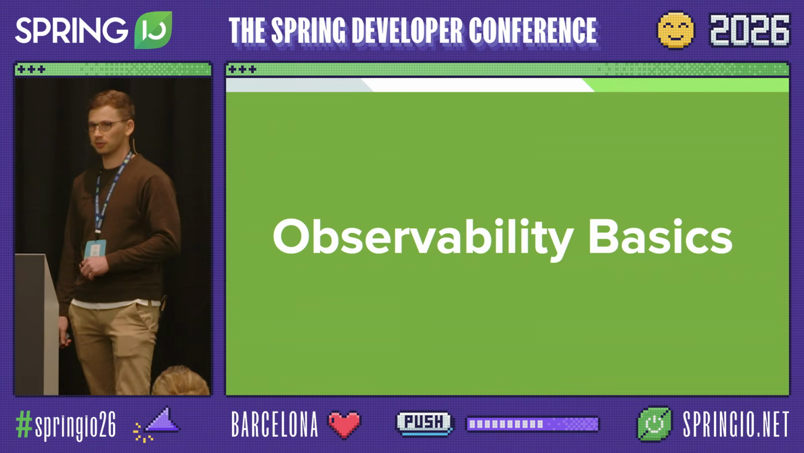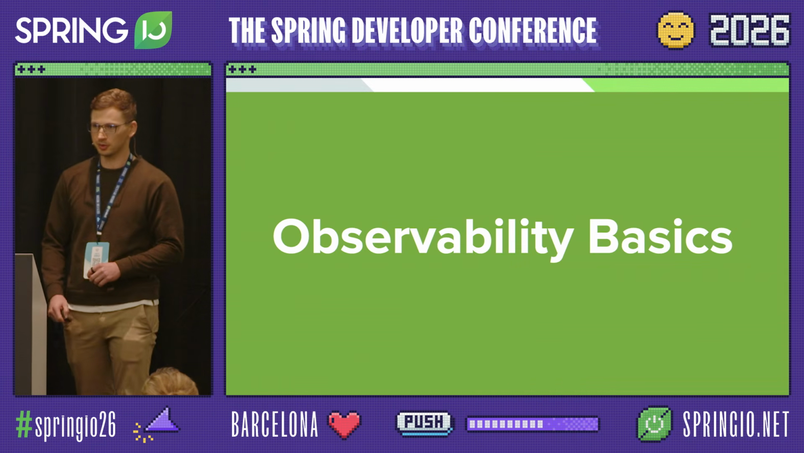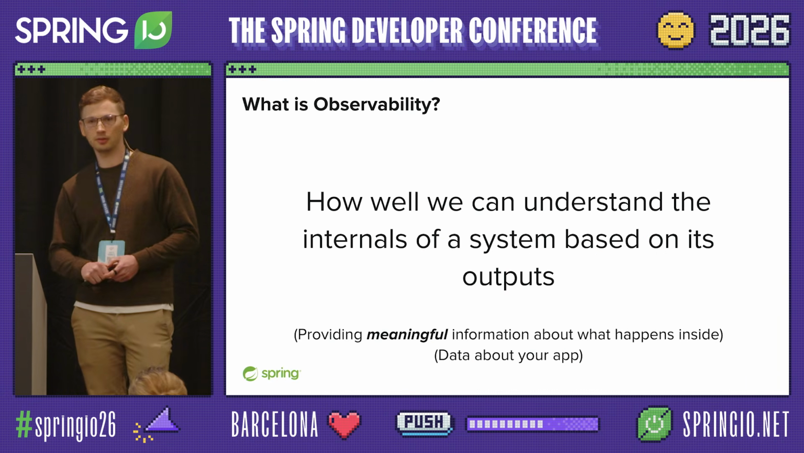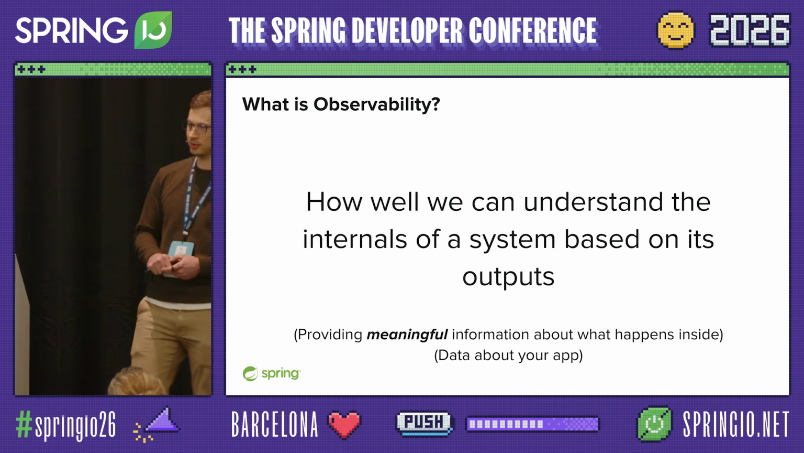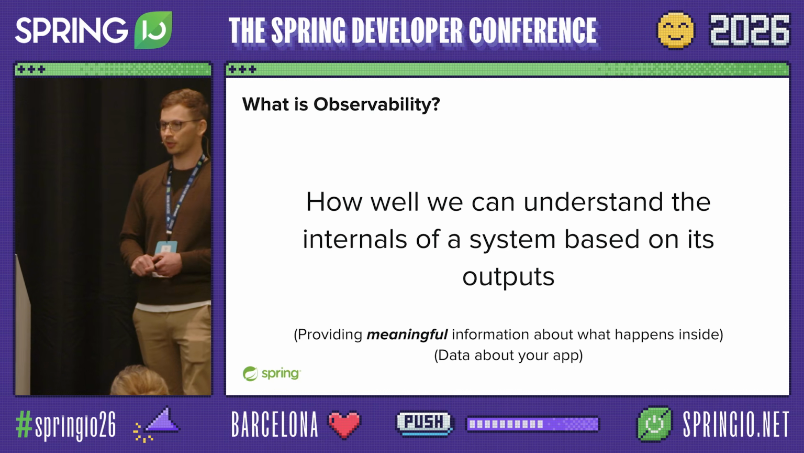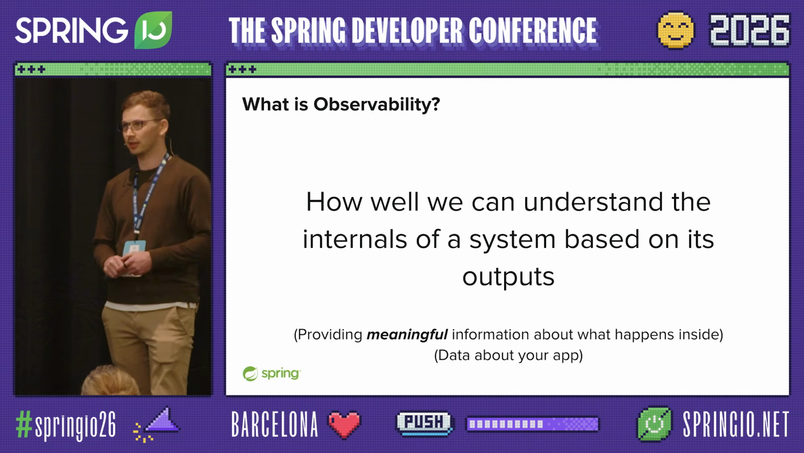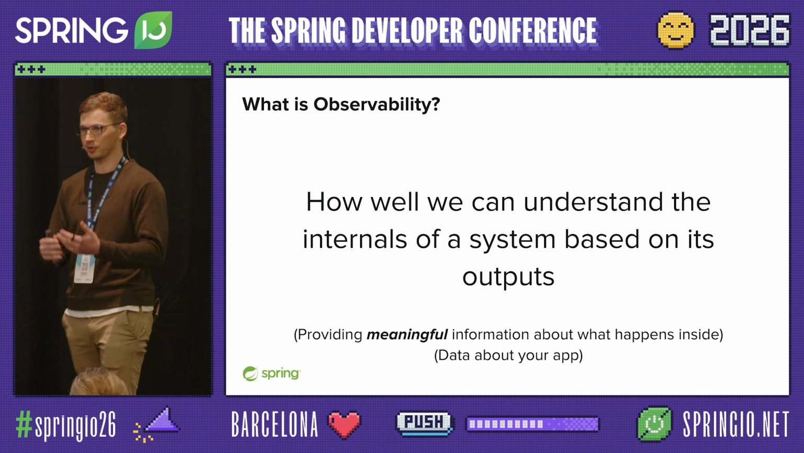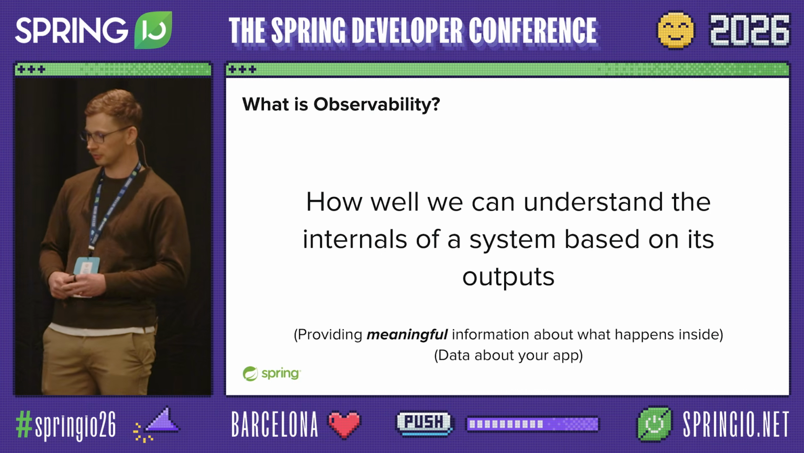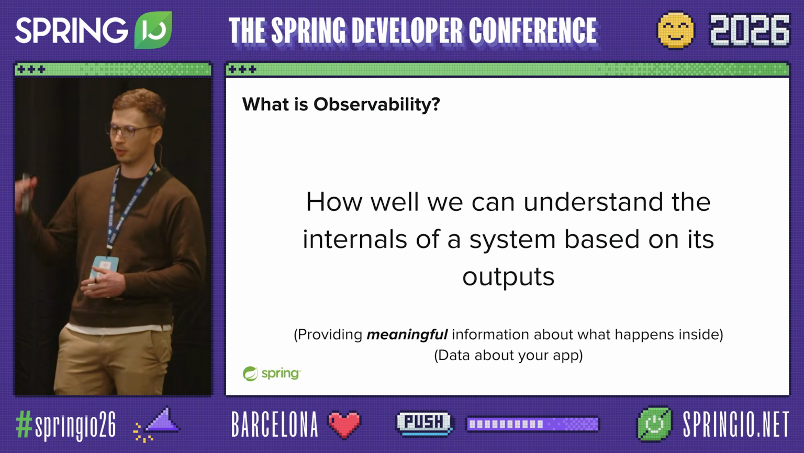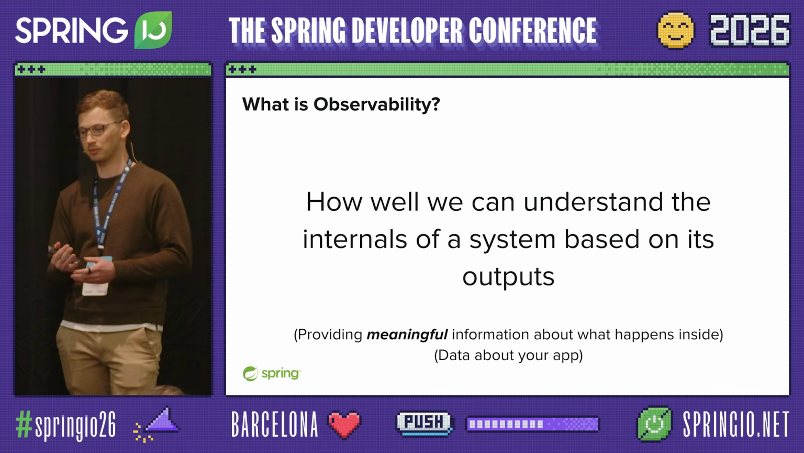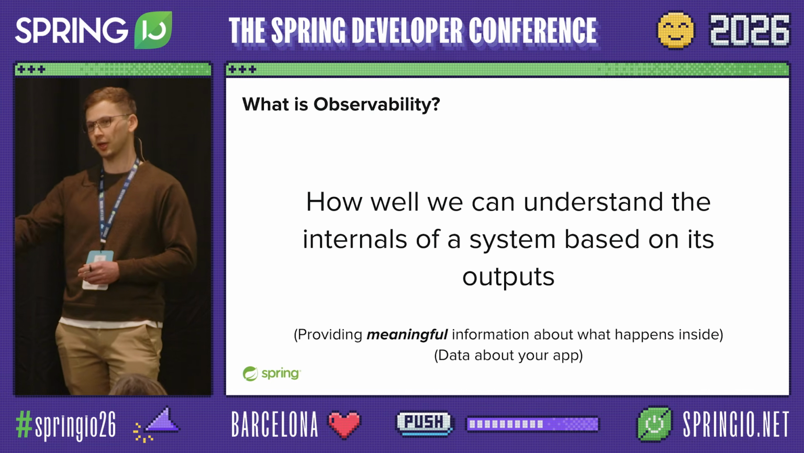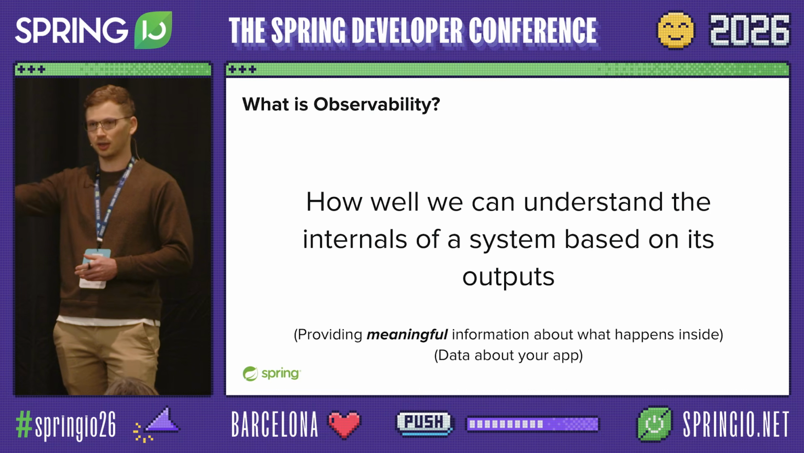So, to talk about observability, we should probably start with the basics and discuss what observability is. And I think that there are a lot of definitions of observability, and a lot of people think about it in different ways and have different concrete examples of what observability is. But at a basic level, observability is how well can we understand the internals of a system based on its outputs. So the idea is you have this application running somewhere on some server.